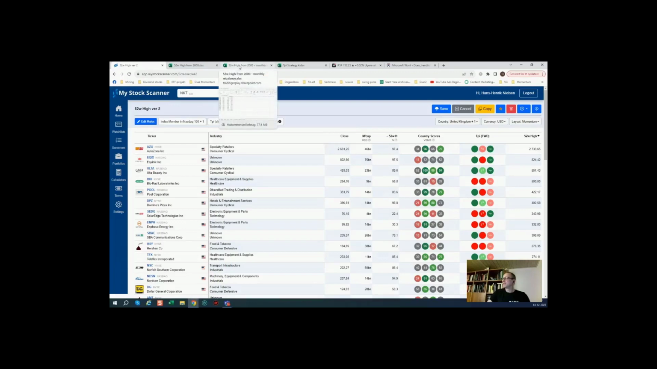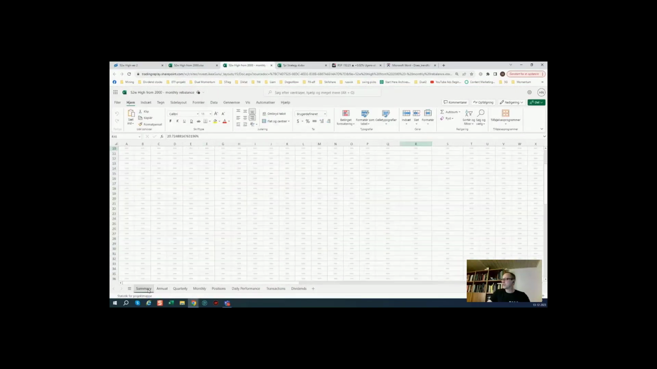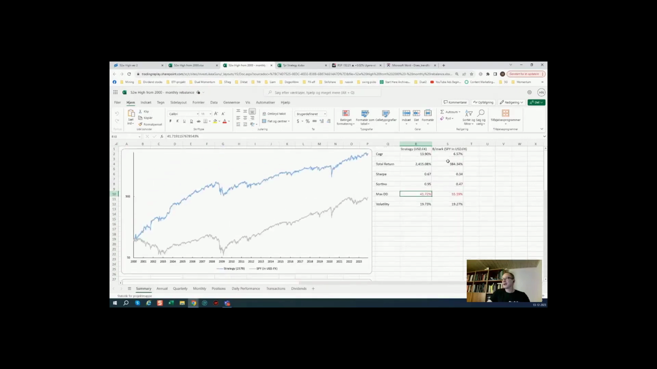And doing that since 2000 would have made some quite stellar returns, I would say. Most money managers would give away several body parts to be able to make 14% over the last 23, 24 years here, I assume. All right.